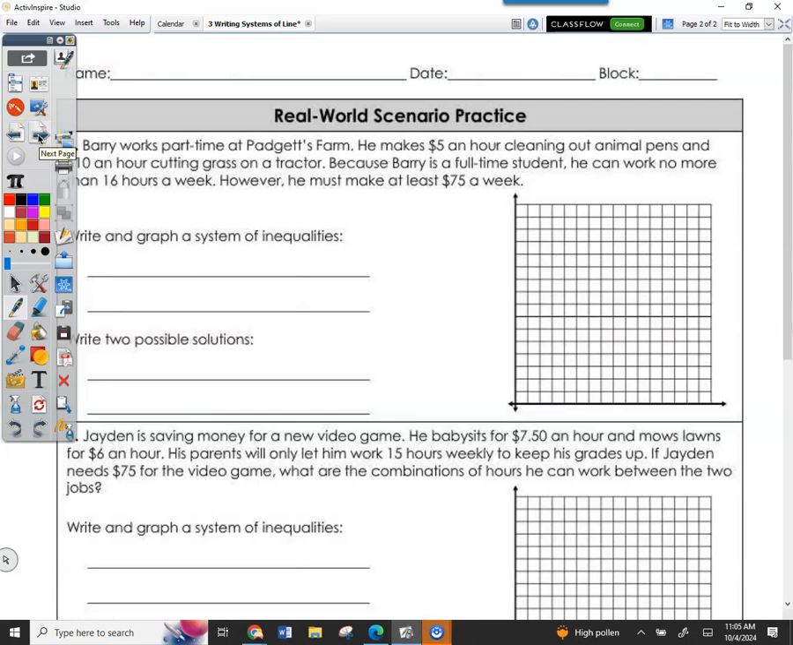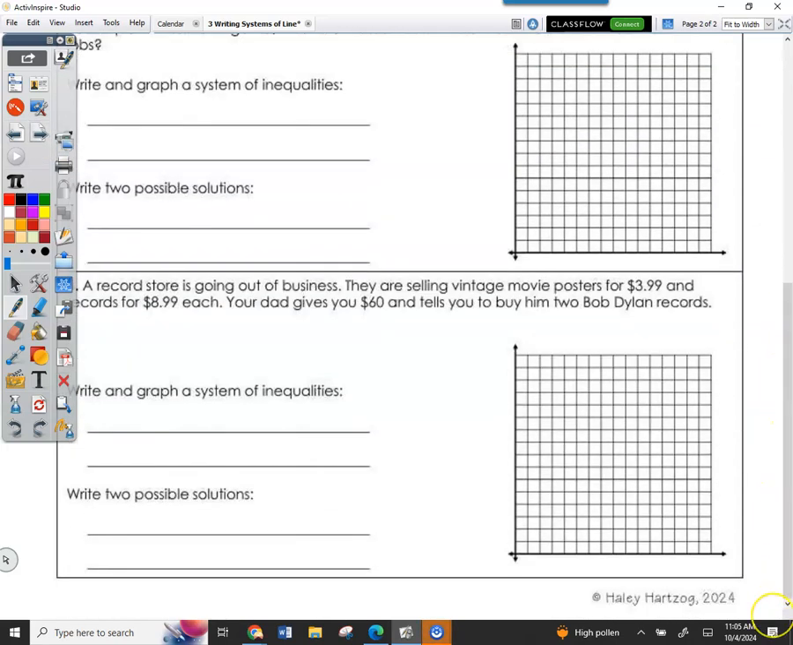All right, go to the back. I want you to do the back, numbers 2 and 3. I'm going to tell you number 4 has a small trick. Watch out for number 4. Here we go.